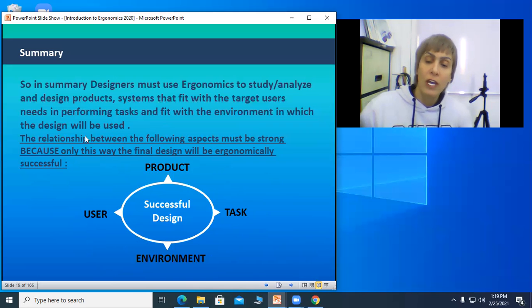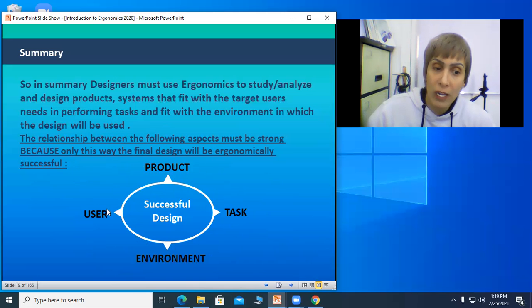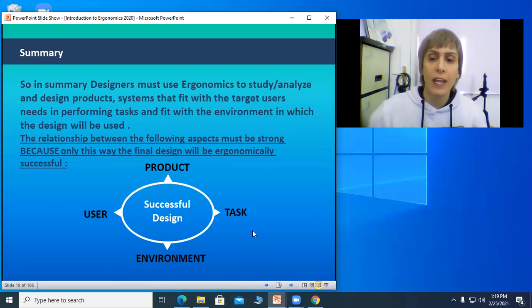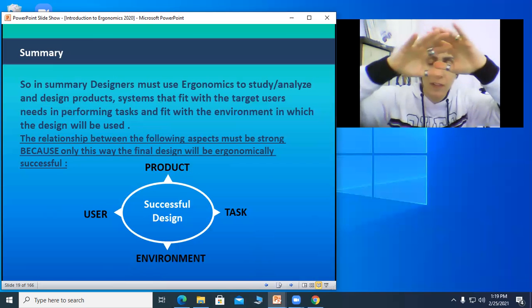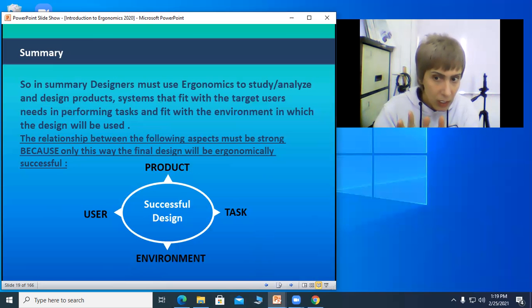You cannot focus on one or two and three and forget the rest. All of them always are interrelated. In any design, you must consider the needs of all.